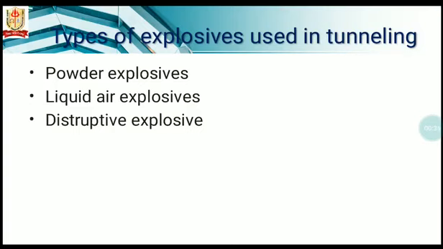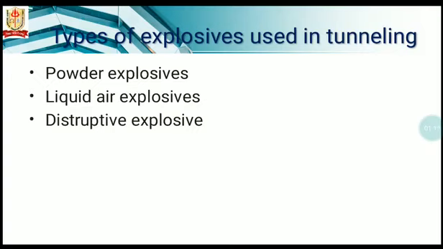All the explosives are classified in the following groups: powder explosive, liquid air explosive and disruptive explosive. First is powder explosive. The following types of powder explosive are mainly used in blasting: powder, nitrogen and nitrate explosive. Next is liquid air explosive. Liquid air containing 95% O2 at a temperature of 191 degrees Celsius is absorbed by dipping a cartridge of absorbent.